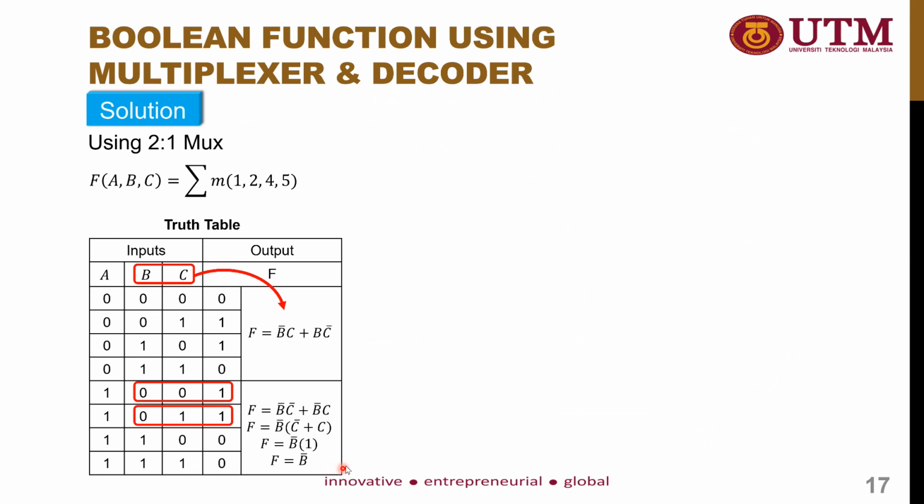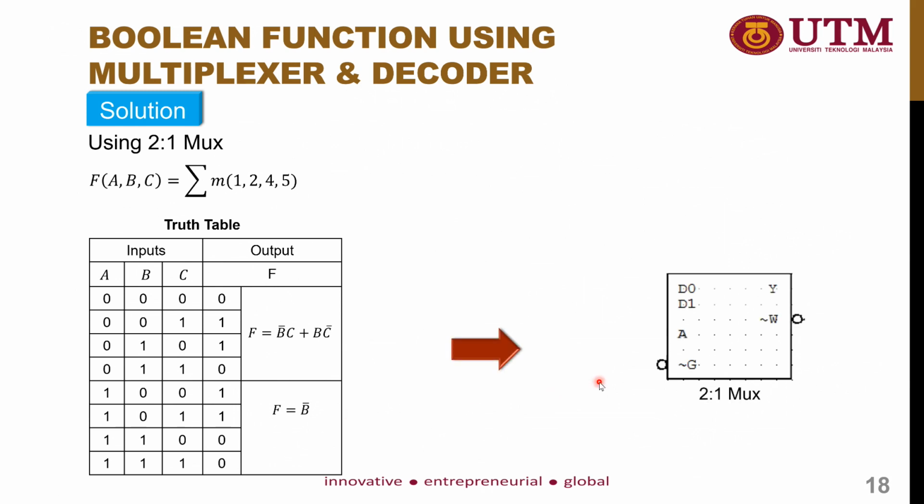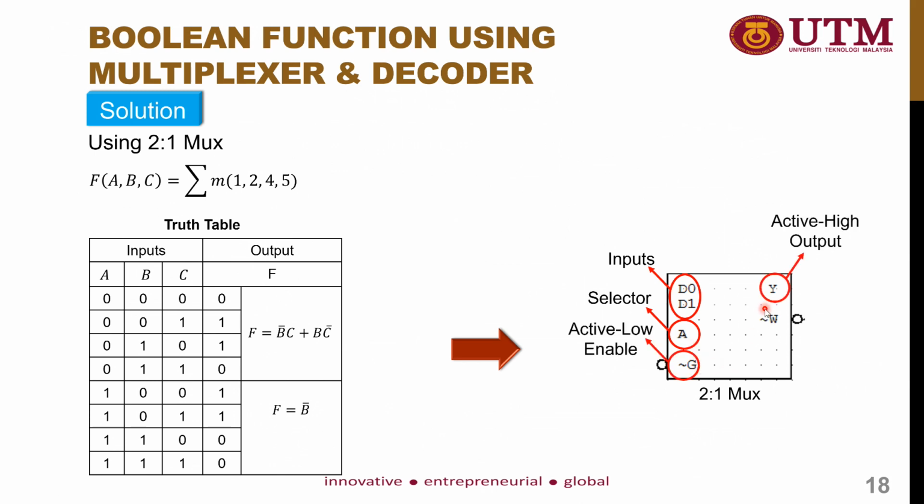So, we already get the expression for each and every condition when A is equal to 0 and A is equal to 1. So, how to draw this expression into 2 to 1 multiplexers? Before we proceed, we need to know what the pin assignment is for 2 to 1 multiplexers. For a 2 to 1 multiplexer, we have 2 inputs, 1 selector, 1 active low enable, 1 active high output, and 1 active low output.